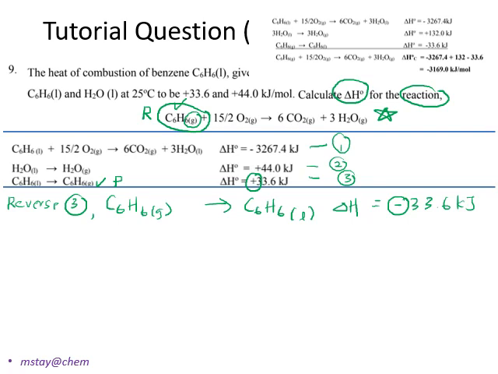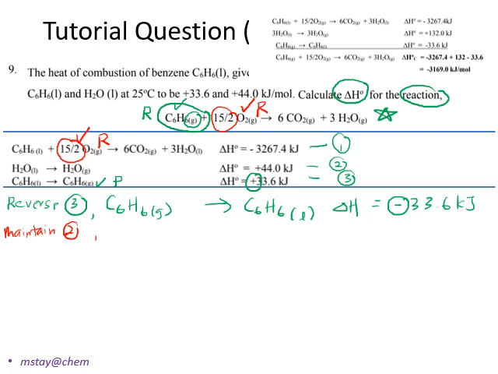Next, we are going to have oxygen gas in the equation. We also notice that oxygen gas is found in the first thermochemical equation. Oxygen gas is a reactant. In the first thermochemical equation, oxygen is also a reactant. The coefficient is 15/2. This one is also 15/2. That means it is exactly the same, so we can maintain thermochemical equation 2.